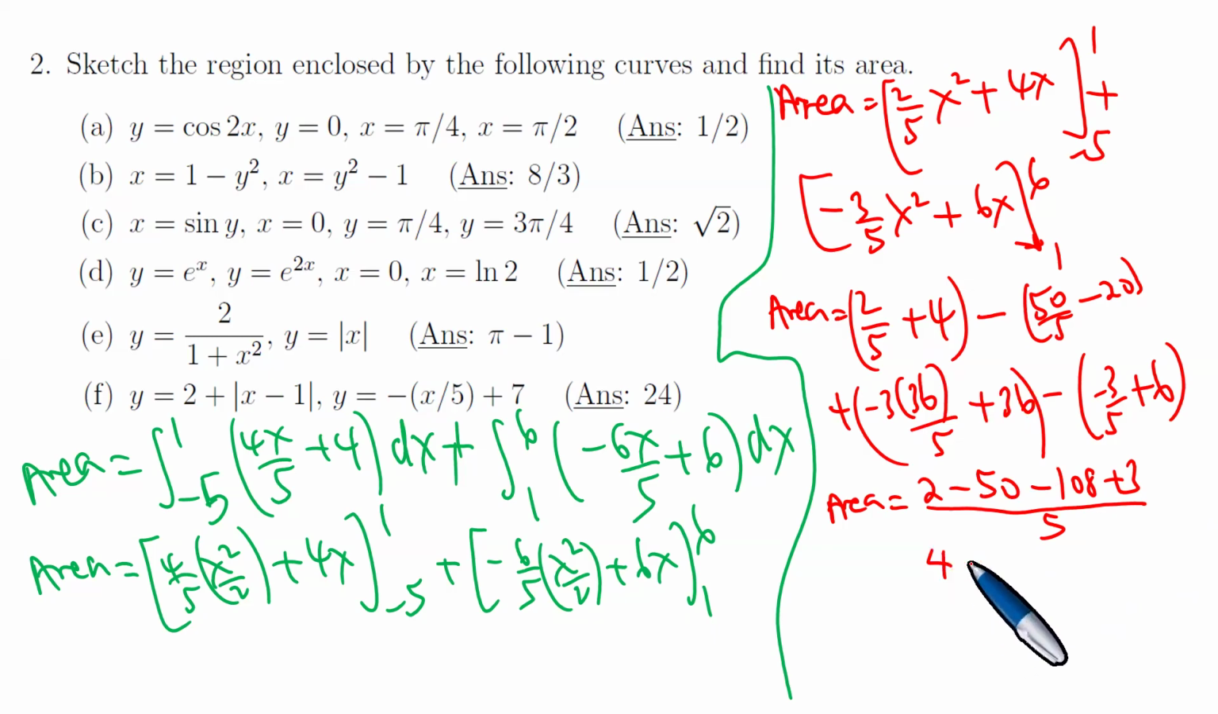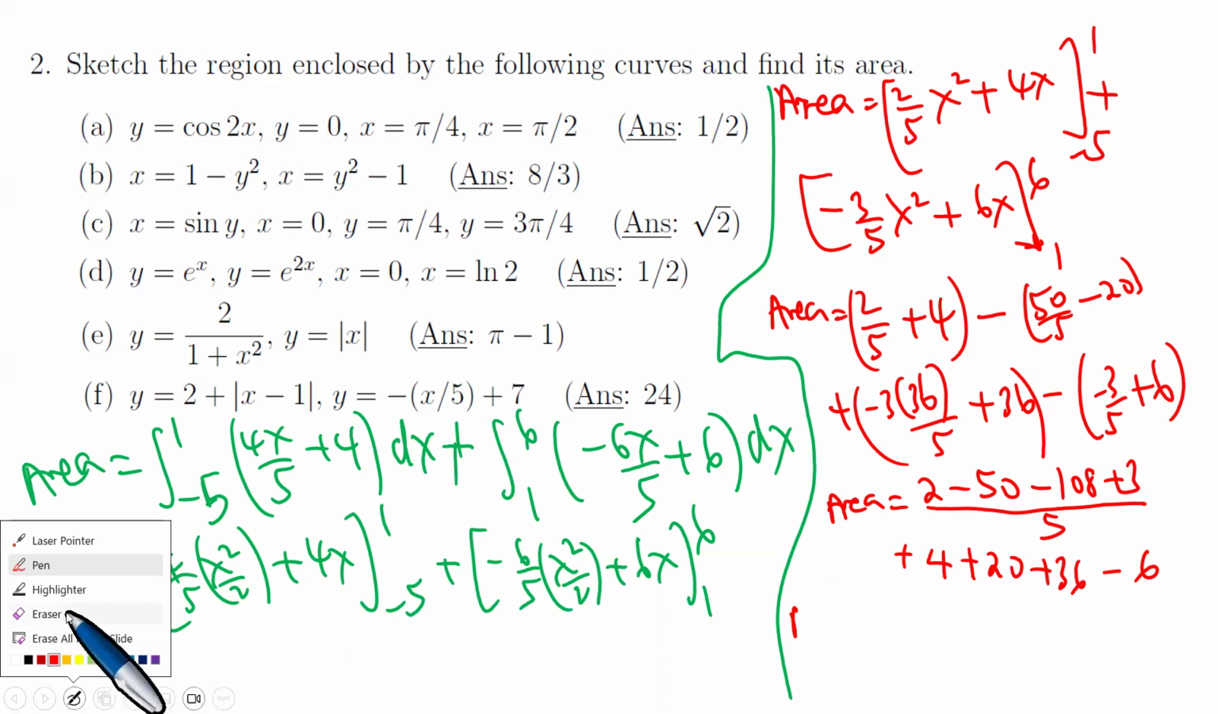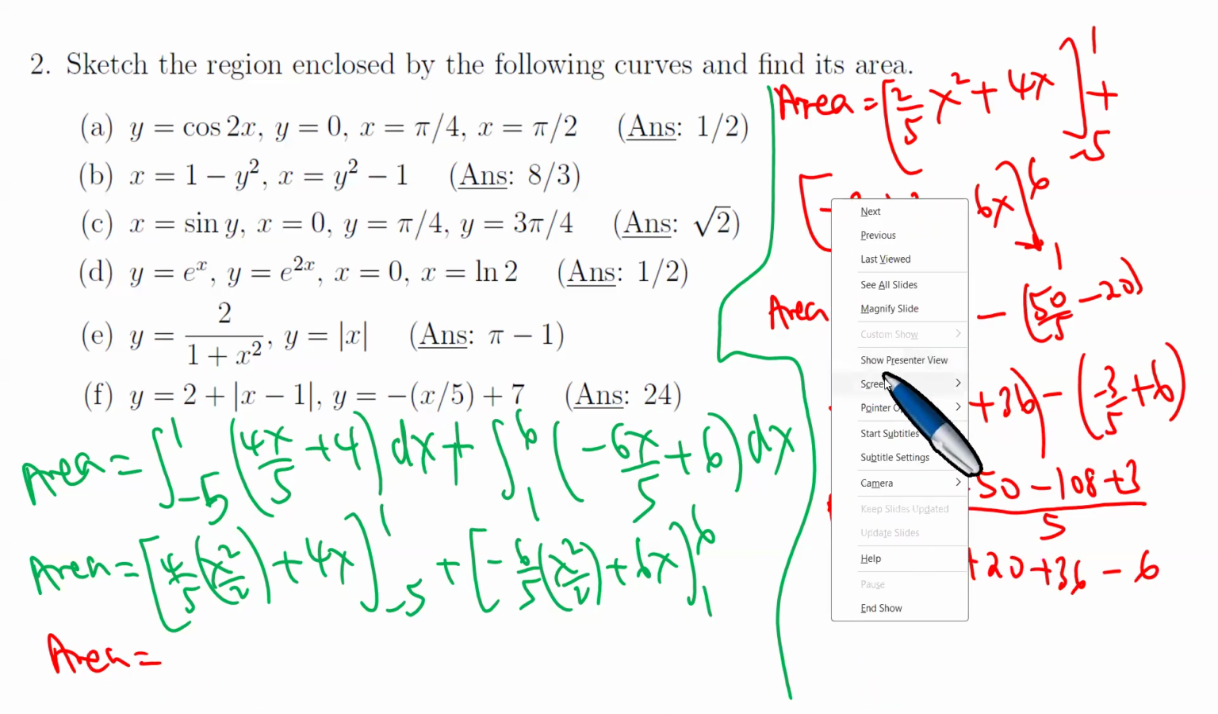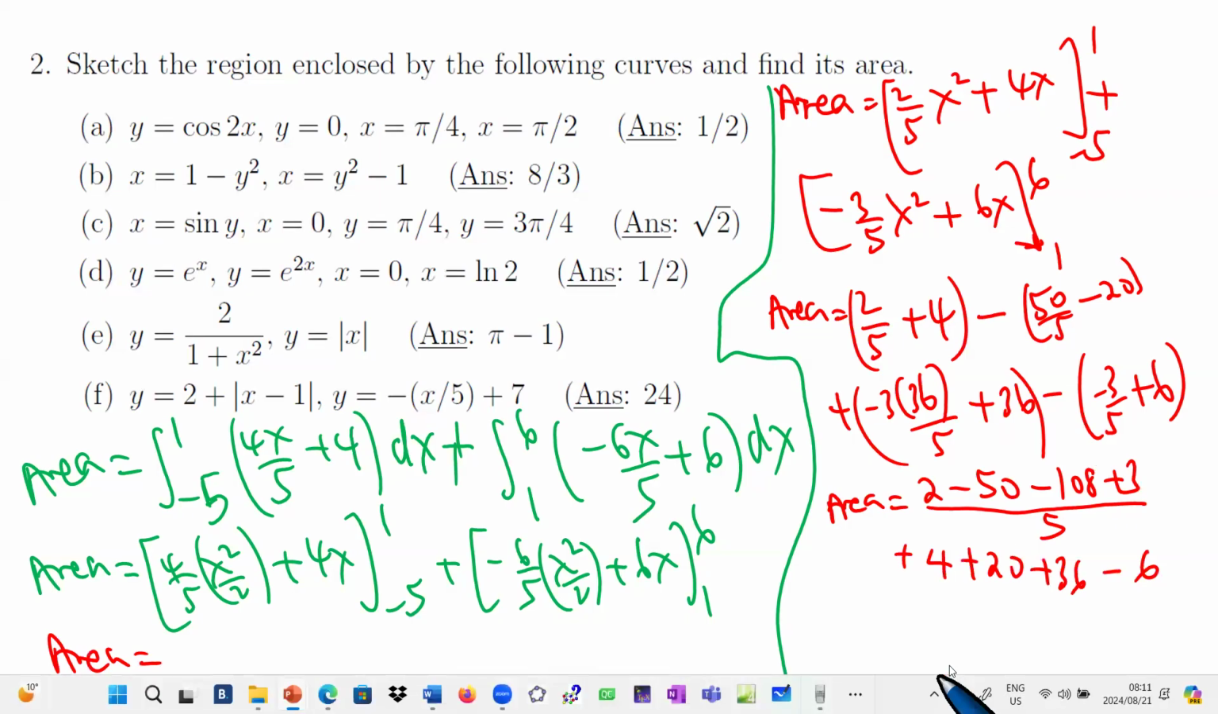So we have the 4, we have the 4 plus 20, and then you have a 36. And then you have exactly a minus 6. So that's the area. Okay, we check this out. Let us deal with the top. Let us check here. Trying to see what we're going to get.